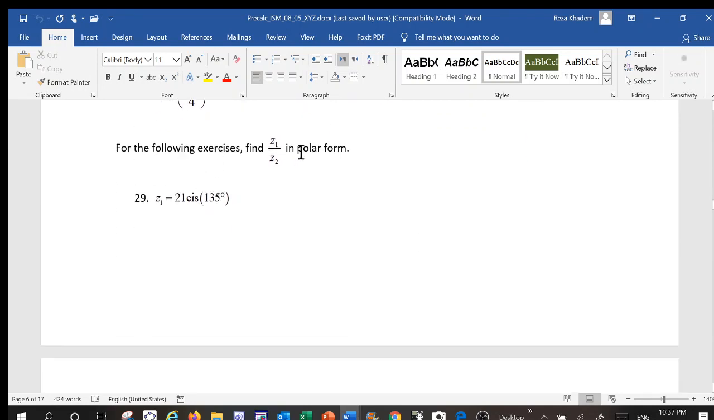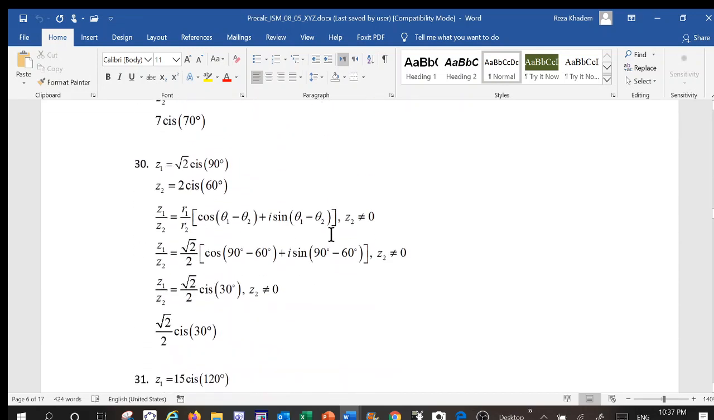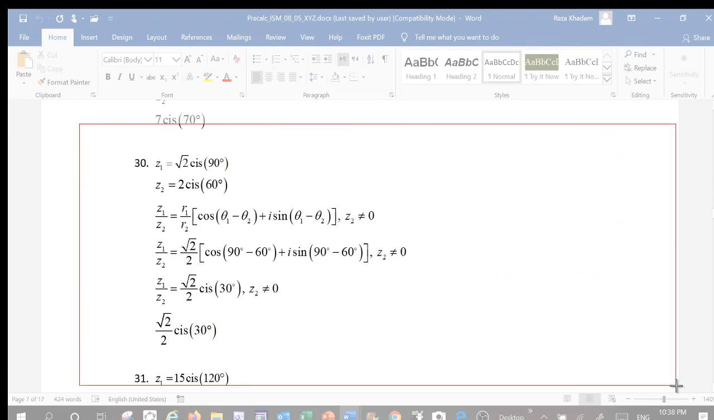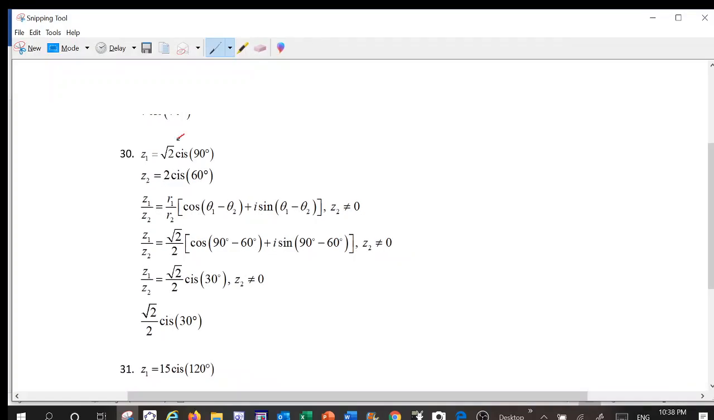The following says find the quotient. With the quotient, let's do number 30. So when you divide here, let's take a look at this. We got r1 and we got r2. So we divide them, right? And then it is cis of 90 minus 60, not 60 minus 90, because we are doing z1 over z2. So it has to be 90 minus 60. And that's it. So that's the answer.